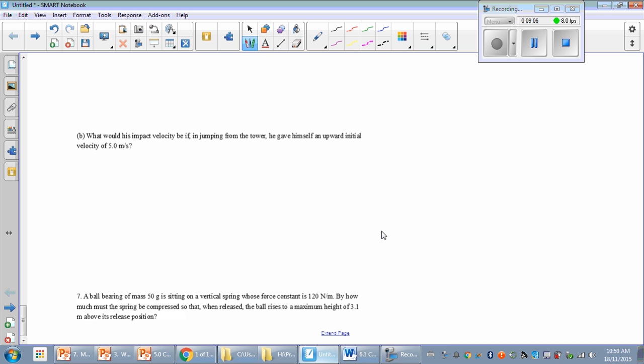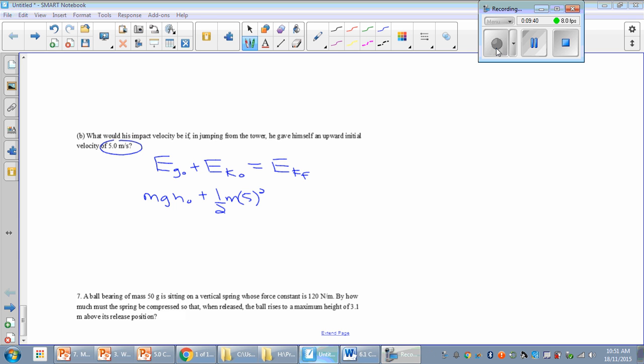Part B says, what would the impact velocity be if in jumping from the tower he gave himself an initial velocity of 5 meters per second? That one's a little harder mathematically, because now you don't just have gravitational potential initially, you also have kinetic initially. But it's still all being converted into a final kinetic energy. So this is going to be mgh, initial height, that's that 12 meters, plus 1/2 mv squared, now it's that 5 meters per second that we're adding here. And we're going to set that equal to 1/2 mv squared, and we are solving for that v right there.